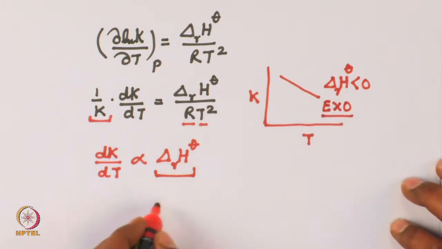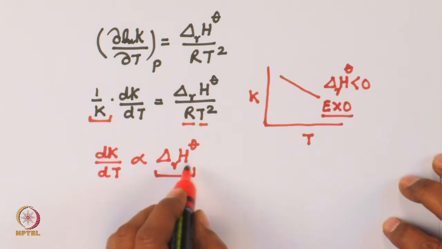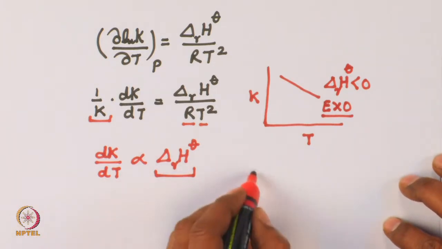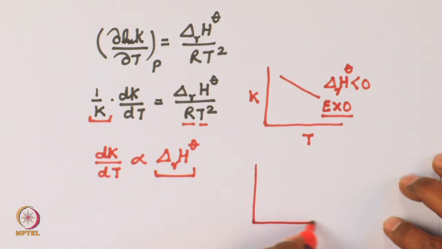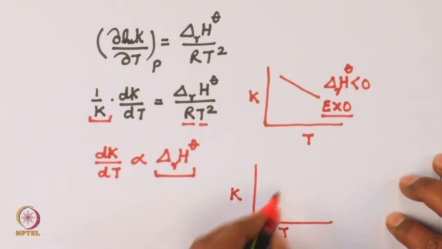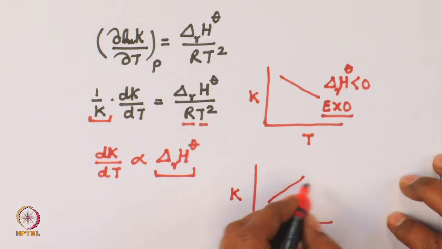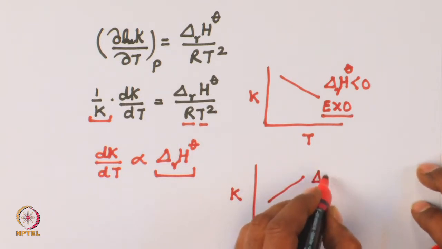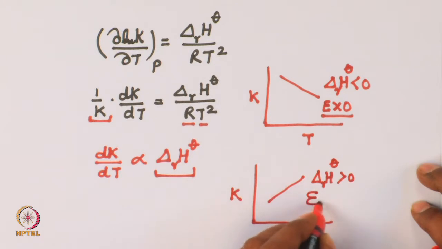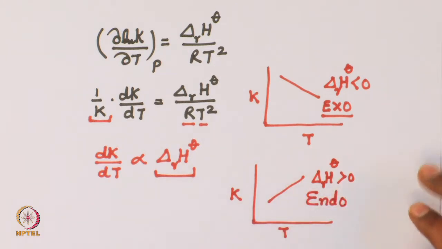And on the other hand, if delta R H naught is positive, endothermic reaction, in that case, these are just the approximate plots of K versus T. If the variation is like this, the slope is positive, that means I have delta R H naught which is positive, and this is endothermic reaction.